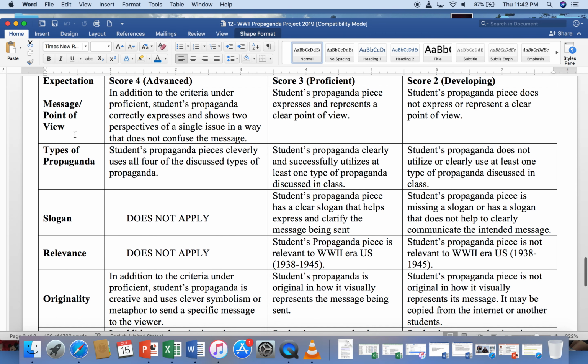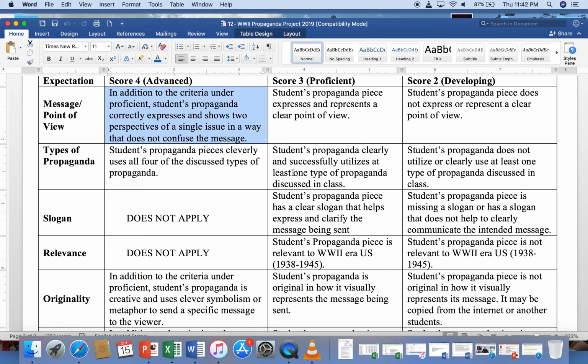So for instance, message or point of view, right? For a 2, the student's propaganda piece does not express or represent a clear point of view. For a 3, the student's propaganda piece expresses and represents a clear point of view. So the difference between a 2 and a 3 is here it's clear, there it's not. Here's what a 4 looks like.